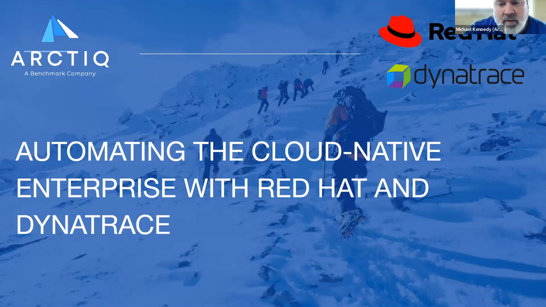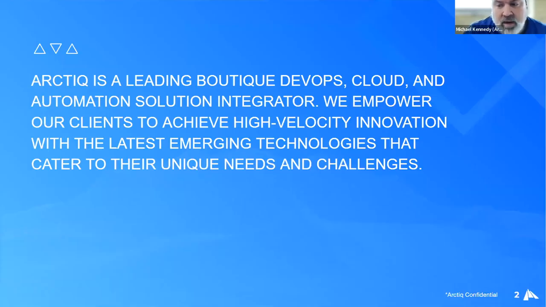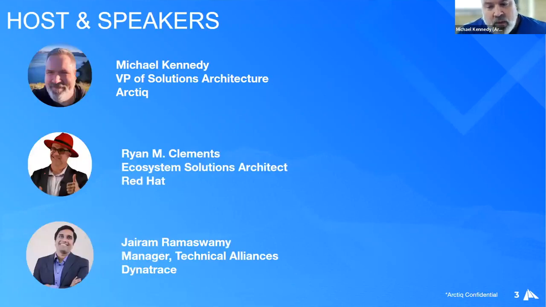I want to welcome and thank you for joining us today on our webinar on automating the cloud native enterprise. Today, we're reviewing some capabilities that are unlocked by combining technologies from Arctic's valued and strategic partners, Dynatrace and Red Hat. I'd like to welcome our guests, Jay Ramaswamy from Dynatrace and Ryan Clements from Red Hat. Today, Jay and Ryan will be reviewing Dynatrace's unparalleled ability to provide end-to-end application observability and the ubiquitous automation capabilities of Red Hat's Ansible Automation Platform.